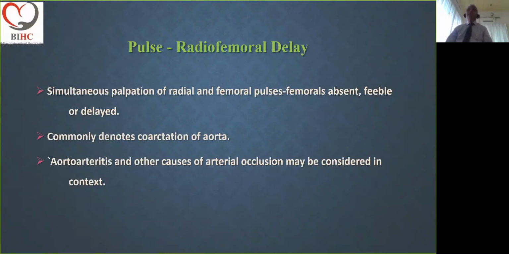Radiofemoral delay is elicited by a simultaneous palpation of the radial and femoral pulses. Femorals could be absent, feeble or delayed, and it usually denotes coarctation of aorta. Aortoarteritis and other causes of arterial occlusion could also be considered in context. You have a 15-year-old child who was all normal till then. There's a history of a systemic disease and you find that one of the femoral pulses is weak. It's likely that the patient has aortoarteritis.